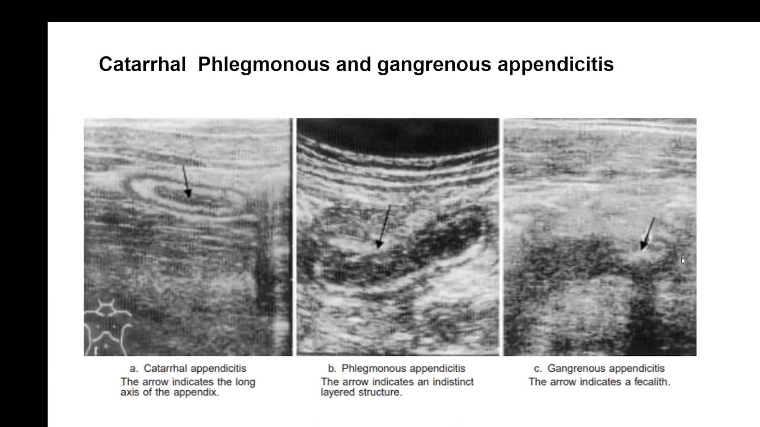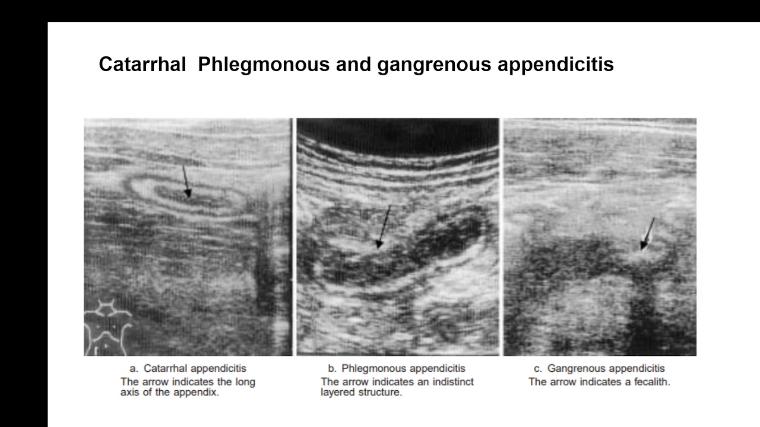Now, some of the variants of appendicitis would be what we call catarrhal or phlegmonous appendicitis. Now, these are the factors which trigger the appendicitis. Catarrhal appendicitis is when the mucosal membrane becomes hyperplastic. There is a basic hyperplasia of the mucosal membrane, and hence the appendix becomes thicker, and that can result in obstructive appendicitis.